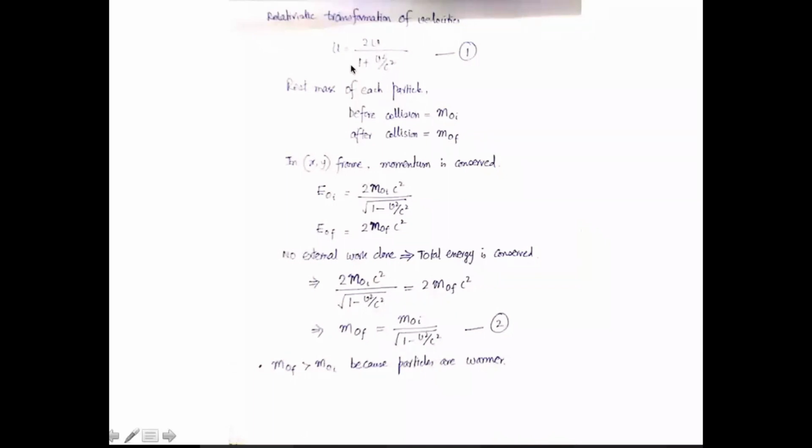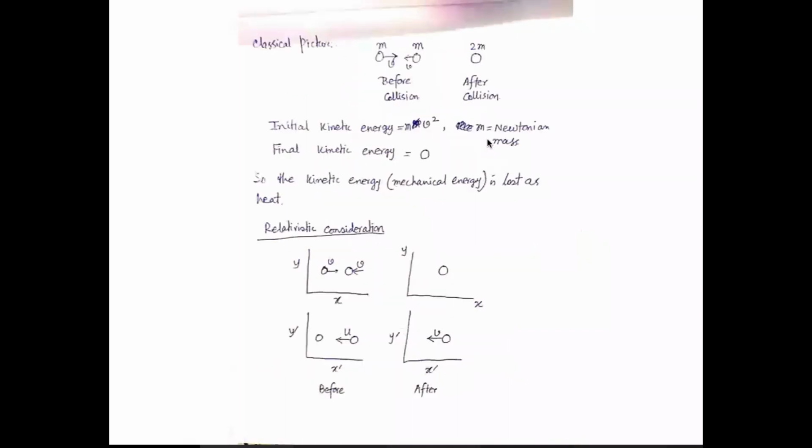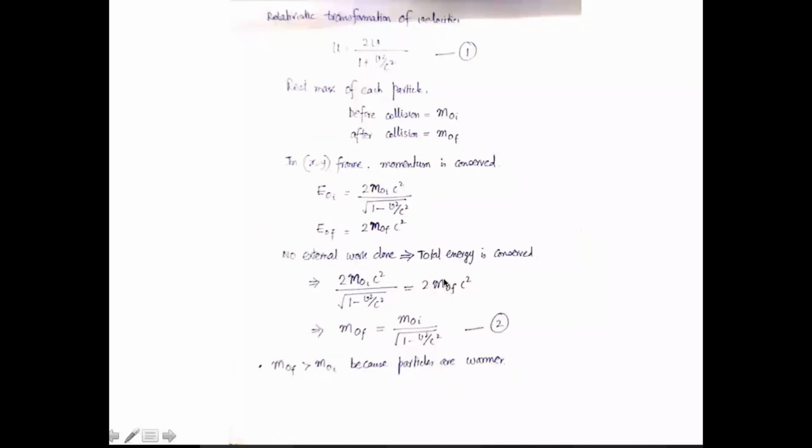Rest mass of each particle before collision is, because they are identical particles, m naught I, after collision it has changed to m naught f. So in the xy frame we know that the momentum is conserved. That goes without saying. It's easy to see. So what is the initial energy therefore? The initial energy is, you see, before collision the mass was this, so relativistic total energy is that.